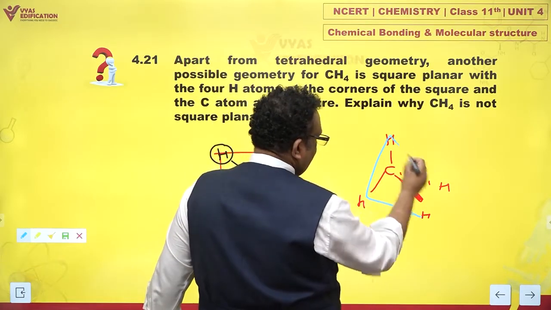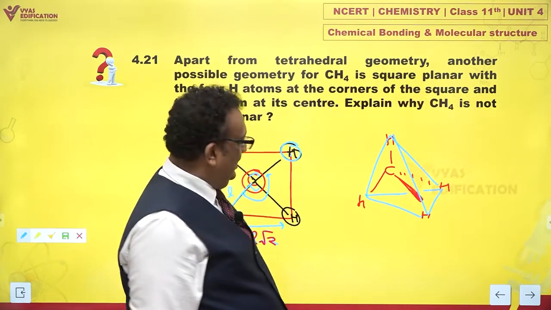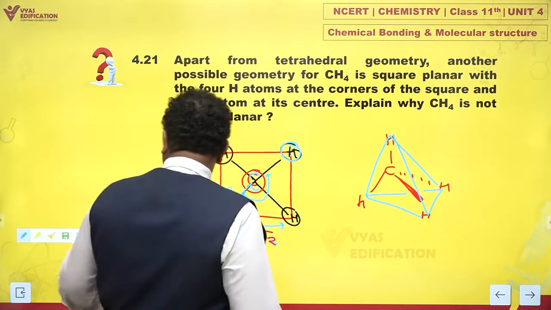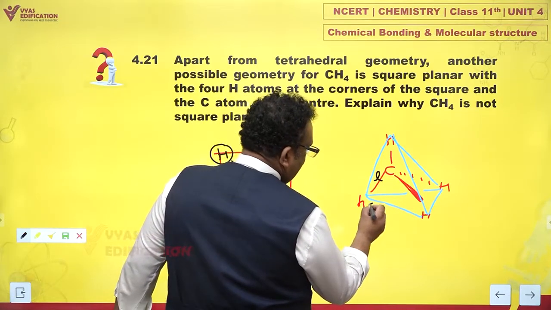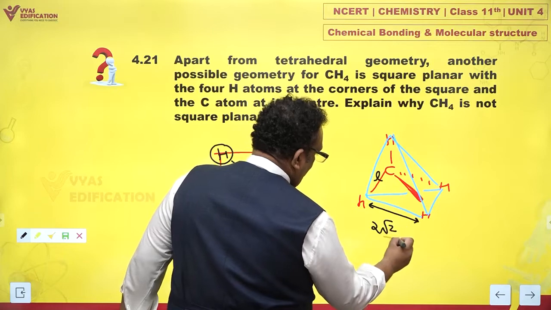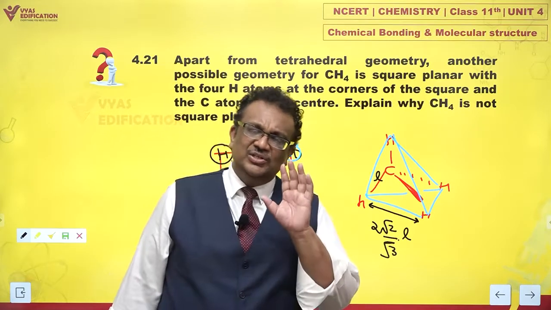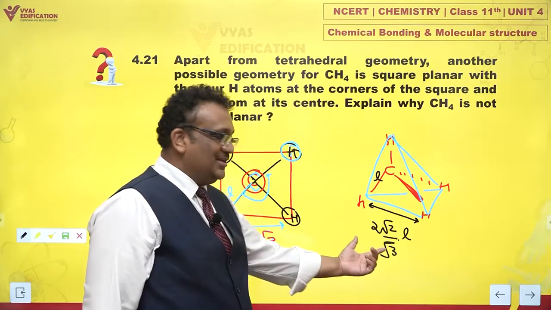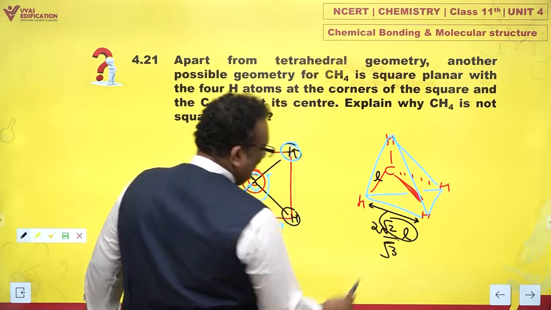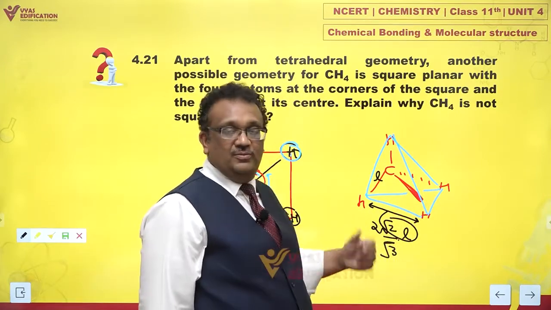And you could ask, is there a relationship between CH bond distance and HH distance? Yes. If the CH bond length is L, then the HH distance is 2 root 2 upon root 3 L. You can take that as a standard result for any tetrahedron, right? If you take this as a direct result, you get this separately. But how did this result come? I have just derived and shown you entirely in the full exhaustive way. Otherwise, you can use this result directly also.